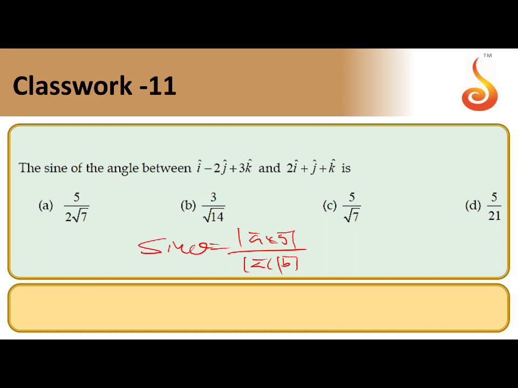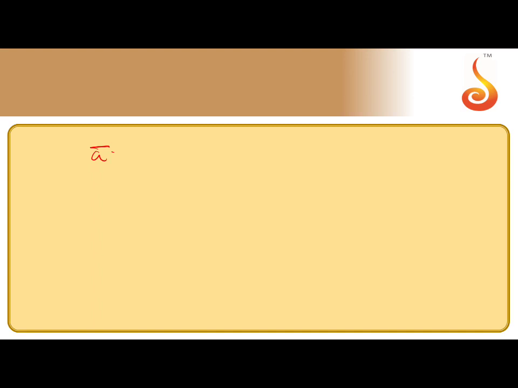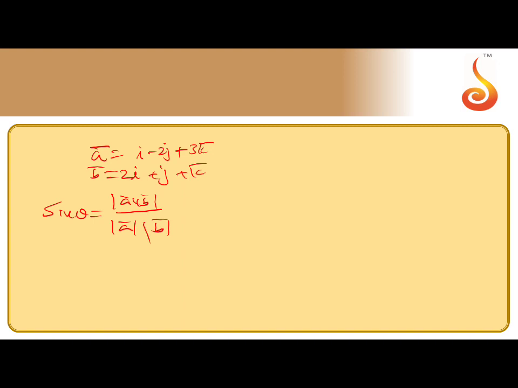Sine of the angle between two vectors: sine theta is modulus A cross B by modulus A into modulus B. So I will solve the question on the next page. A bar is given as i minus 2j plus 3k. And B bar is given as 2i plus j plus k. That is given. So what is the formula? Sine theta equals modulus A cross B by modulus A into modulus B. So you have to find the modulus A cross B first.